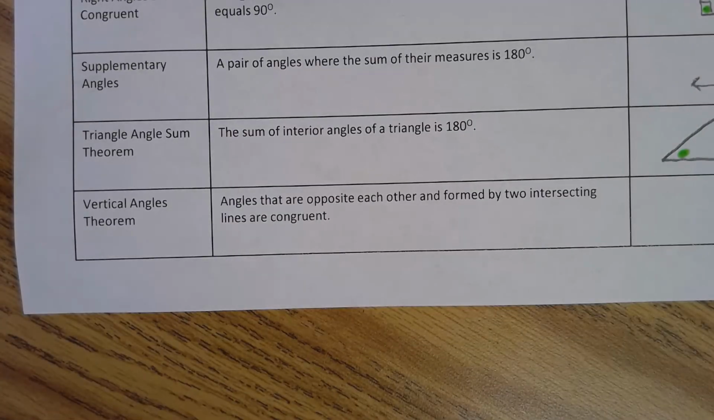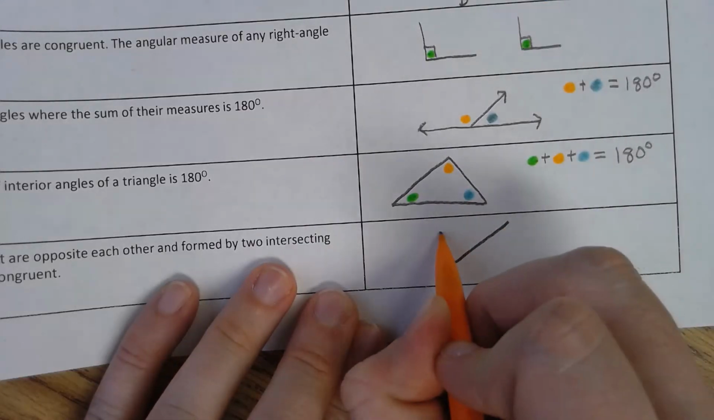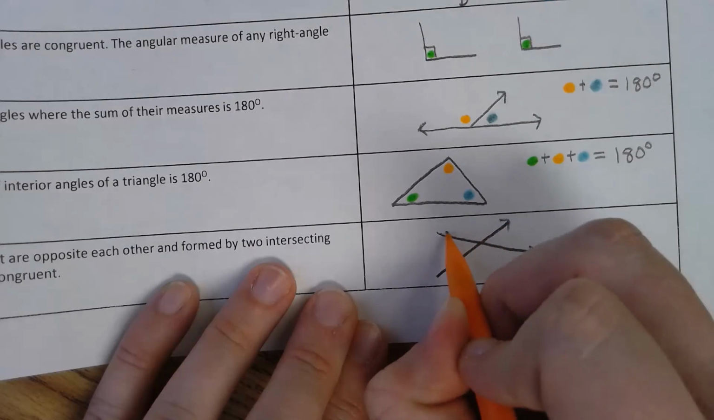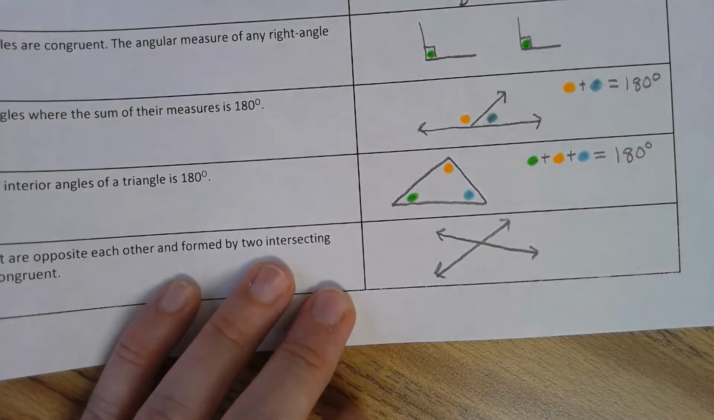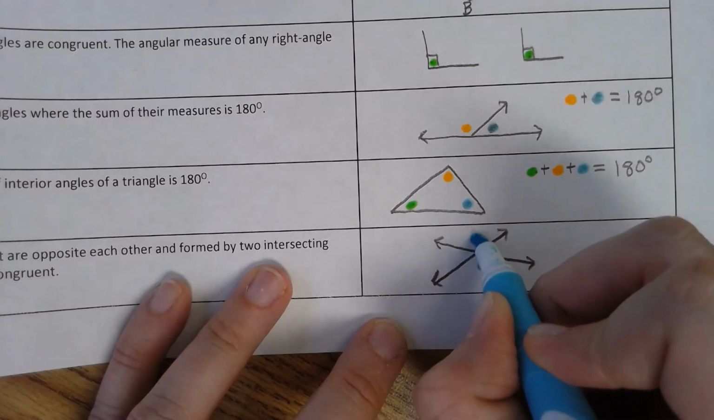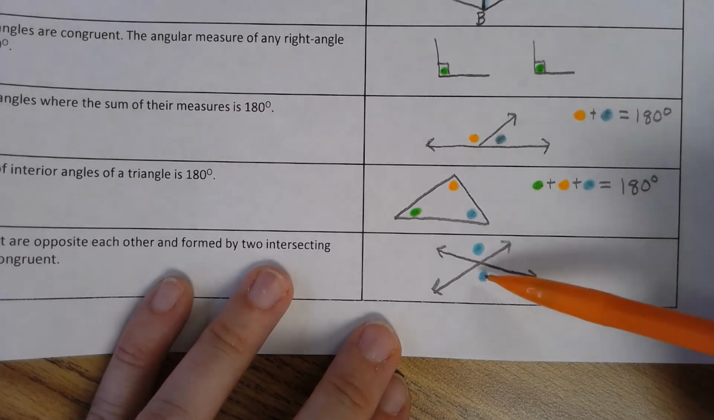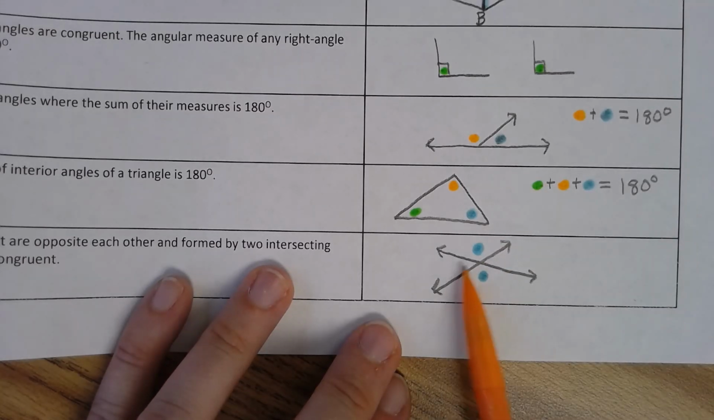And our last one here, vertical angle theorem. Angles that are opposite each other and formed by two intersecting lines will be congruent. So if we have intersecting lines, when we have vertical angles, so this angle is a vertical angle to that one, those are congruent angles, meaning they have equal measures. We would also have a pair of vertical angles in this direction that would also be congruent.